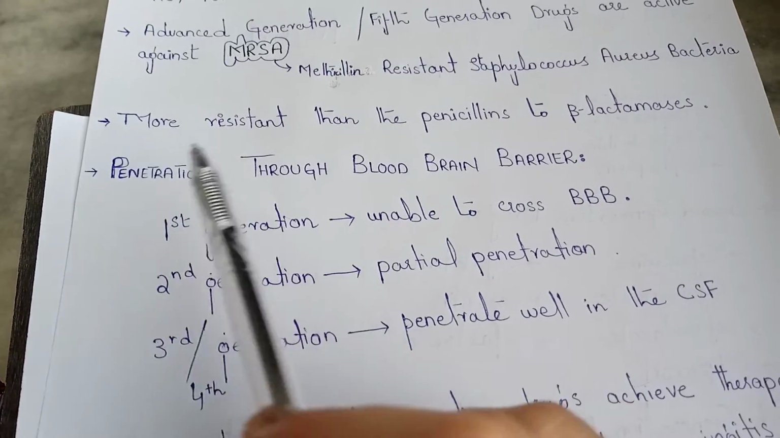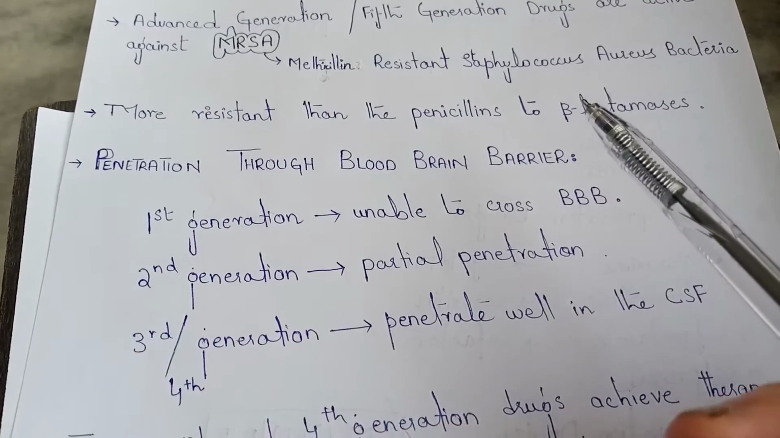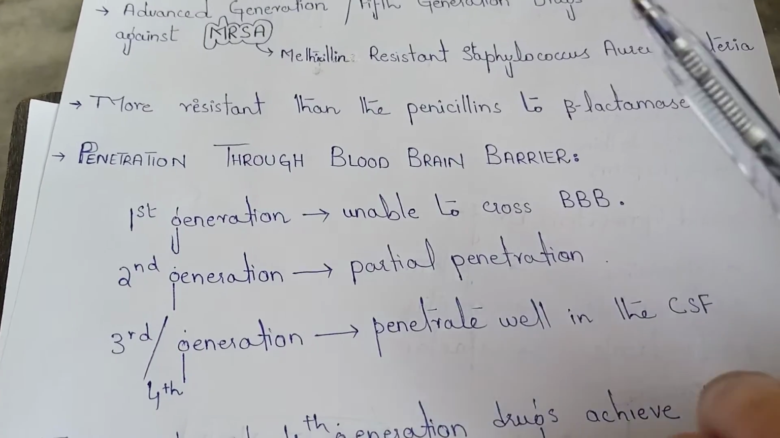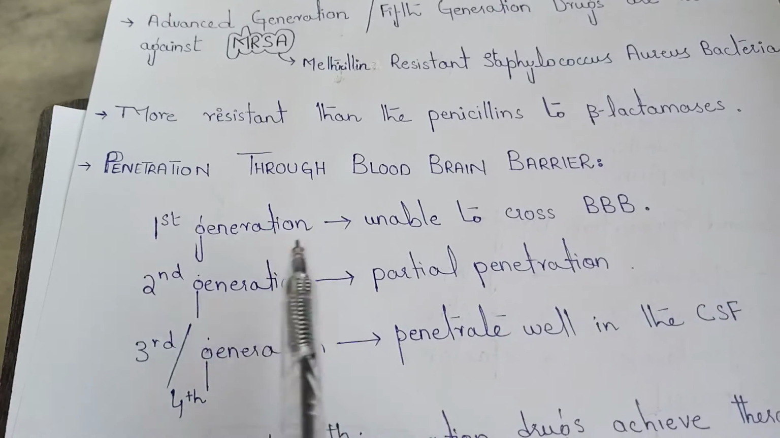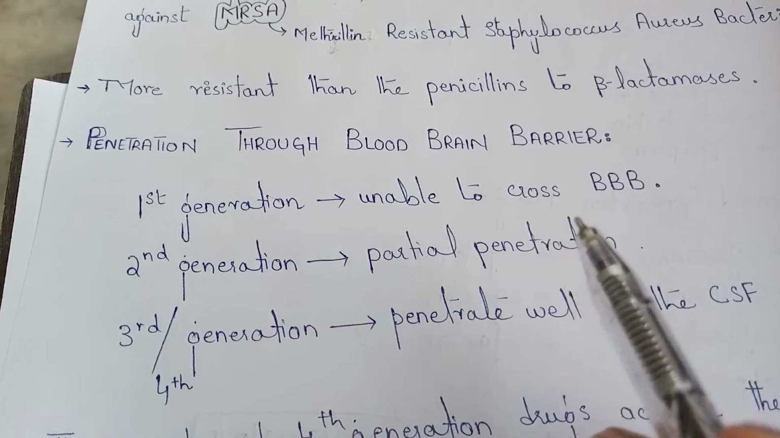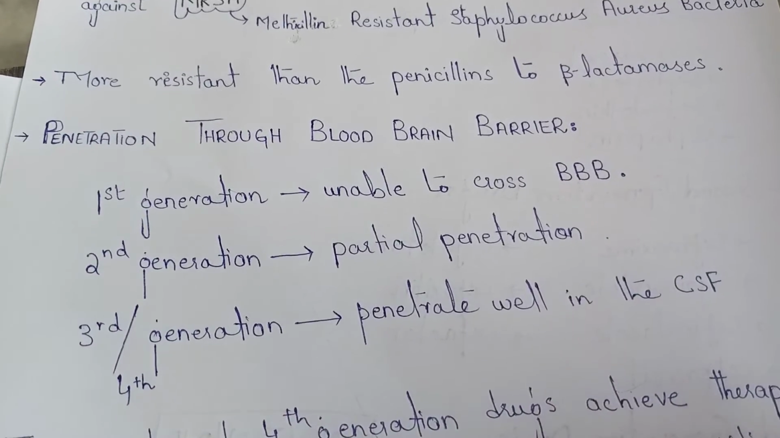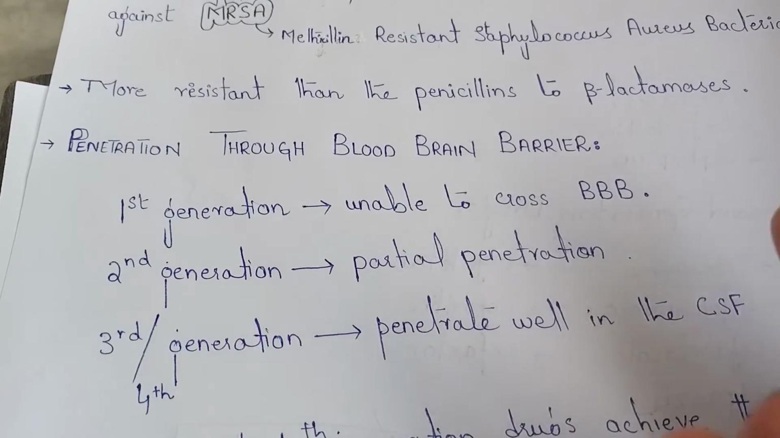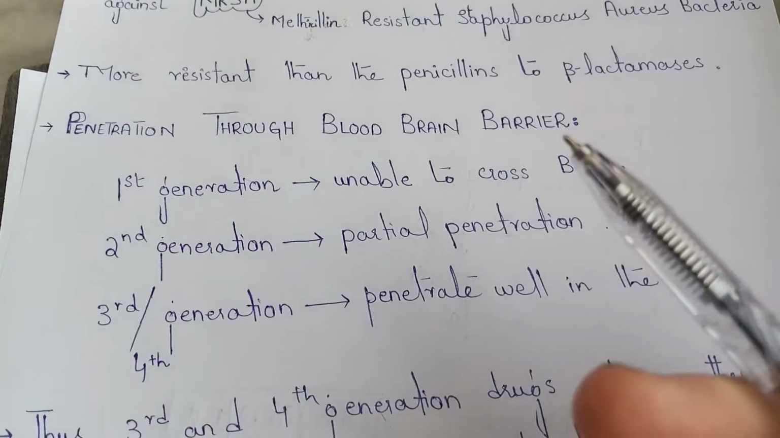Okay, now if we talk about the penetration through the blood-brain barrier, first generation drugs are unable to cross the blood-brain barrier, and therefore they are not used to treat any infection in the brain, for example meningitis. The second generation have partial penetration, means some drugs can penetrate and some may not. The third and fourth generation drugs can penetrate well in the cerebrospinal fluid, means they can cross the blood-brain barrier, and therefore the third and fourth generation drugs are used to treat meningitis.